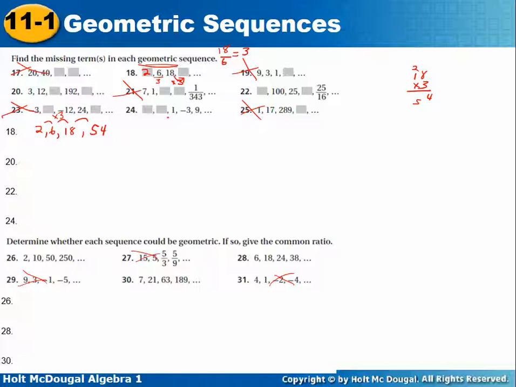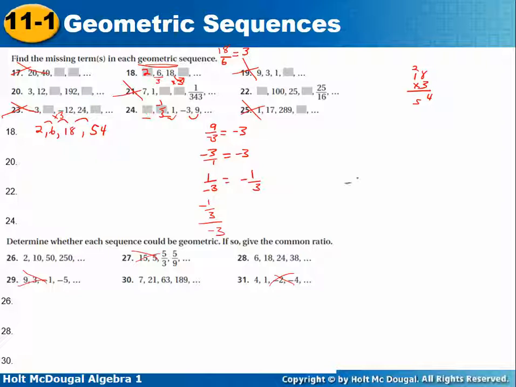Let's look at 24. So we don't have this term or this term, so let's figure out what the common ratio is. 9 divided by negative 3 is negative 3, and negative 3 divided by 1 is also negative 3. So to find the terms before this, you're going to take the first term that you know, which is this third one here, and divide by negative 3. That's just negative 1/3. And then we're going to take negative 1/3 divided by negative 3 to get this term.